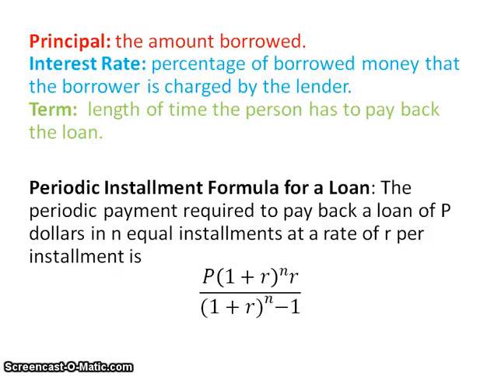And as you can see in our formula here, here's the formula we have to pay back a loan. Notice it's n equal installments and at a rate of r per installment. The rate is based on per installment. That's why r is going to be a monthly interest rate, and n is going to be the number of months. So it's going to be the principal times 1 plus the interest rate raised to the n power, times the interest rate, divided by 1 plus the rate raised to the number of months, minus 1.